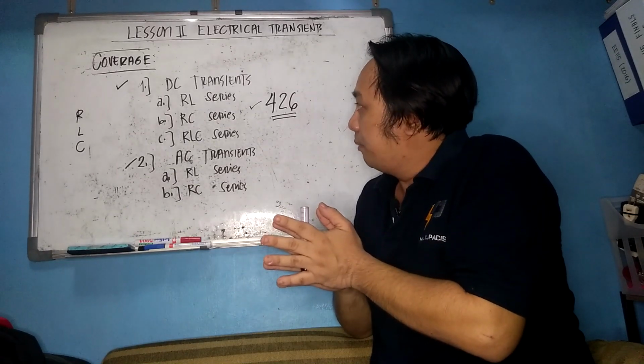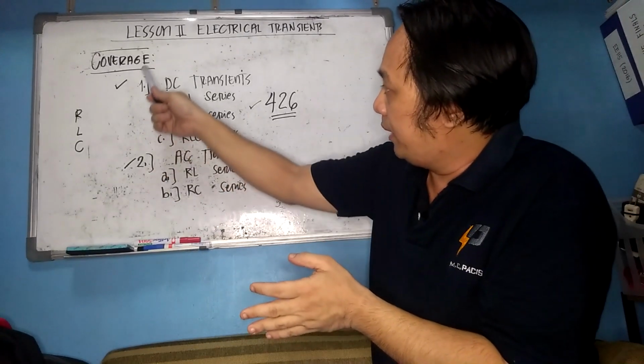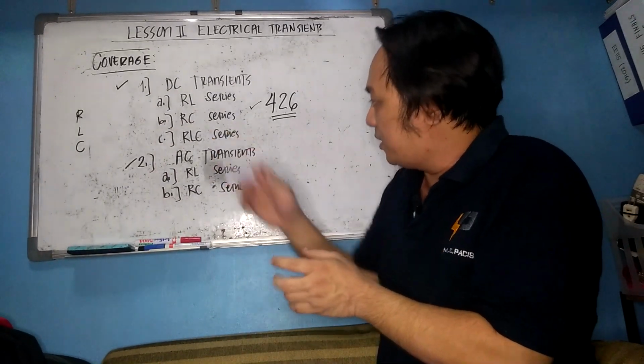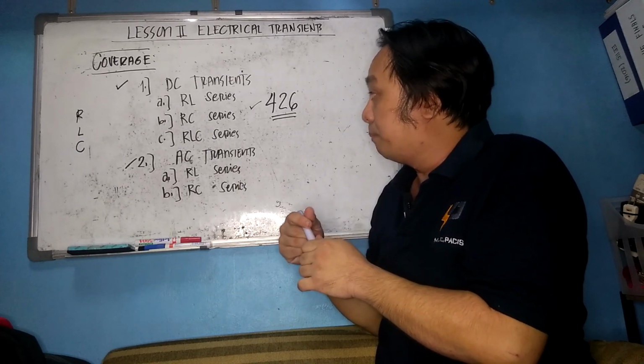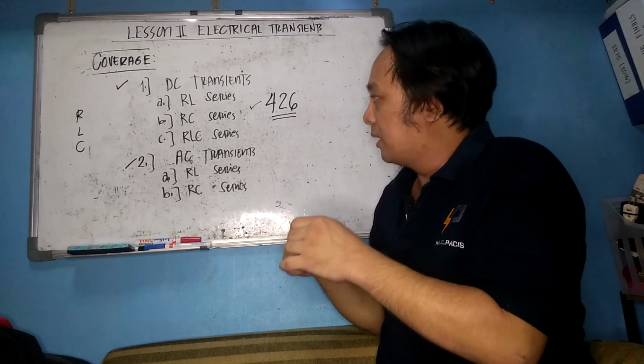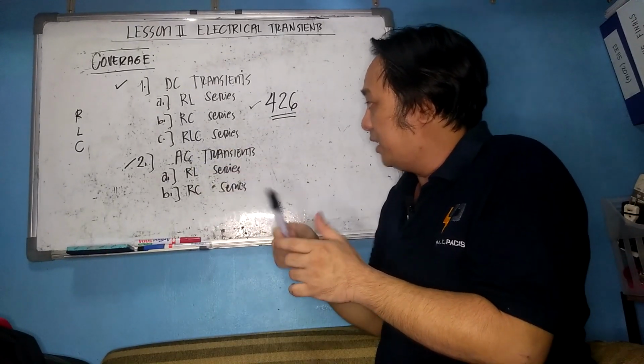Now I can describe or discuss the coverage or what you will expect. So the coverage of electrical transients is DC transients and AC transients. So the DC transients have their corresponding subtopics. We'll first discuss RL series, RC series, and RLC series.